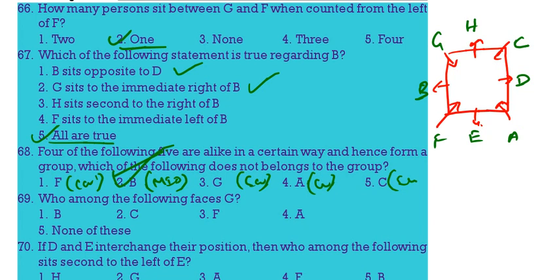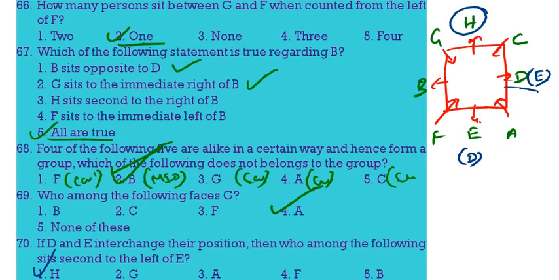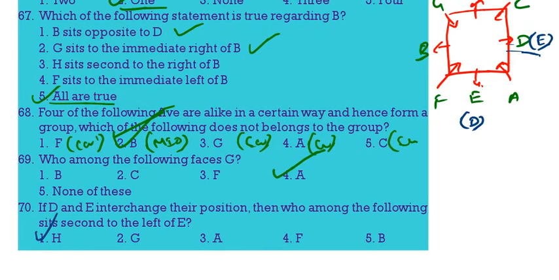Who is facing G? A. If D and E interchange their places, here we will get D, here we will get E. Then who is second to the left of E? Second to the left of E means second to the right of E. That person is H, because E is facing away from the center. So H is the correct answer. See the next one.